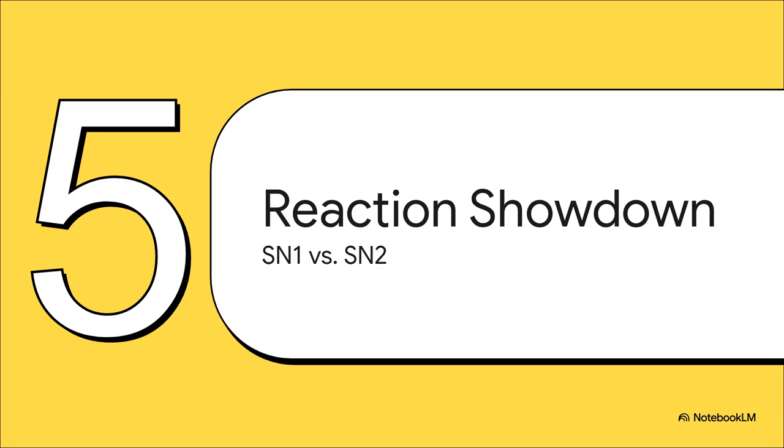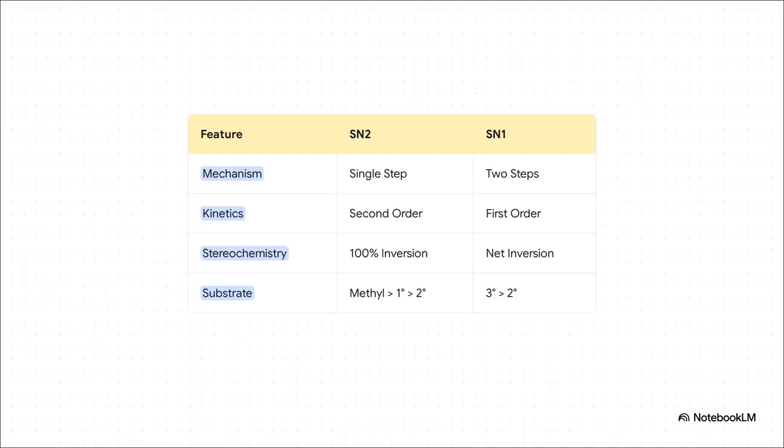Okay, we've met our two pathways. Now it's time for the main event. Let's put them side by side in a head-to-head showdown to really lock in the differences. This table really sums it all up. Let's walk through it. Mechanism: Sn2 is one and done, a single step. Sn1 is a two-step process. Kinetics: Sn2 is second order. It needs both molecules to show up. Sn1 is first order. It just depends on the substrate making its move.